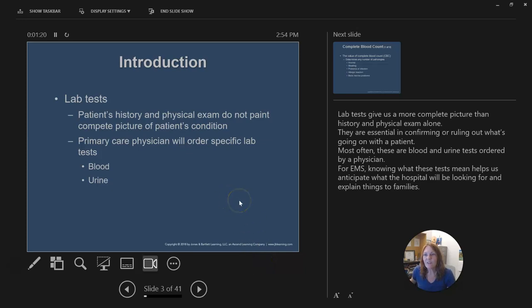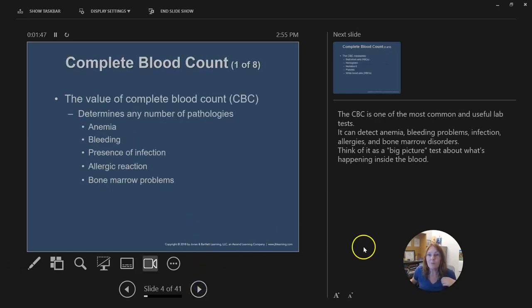Our lab tests give us a more complete picture than a history and a physical exam alone does. We know that they're very essential in confirming or ruling out what is actually going on with our patients. Most often, these blood and urine tests are ordered by a physician in the ER. For us, knowing what these tests mean will help us anticipate what the hospital will be looking for, and also help us explain things to the families, as well as help critique things for them at home.